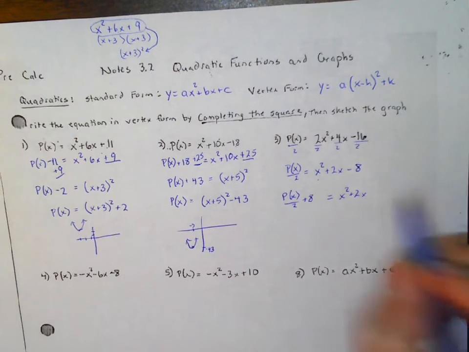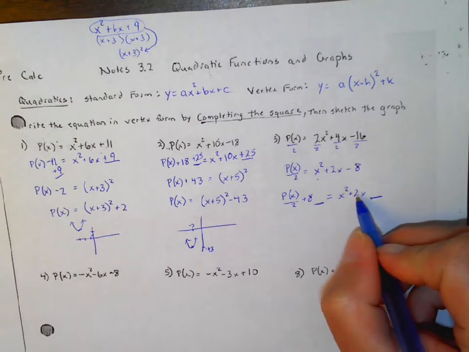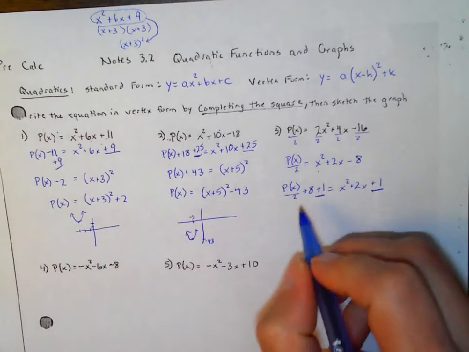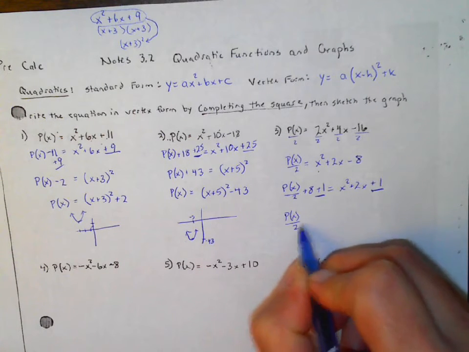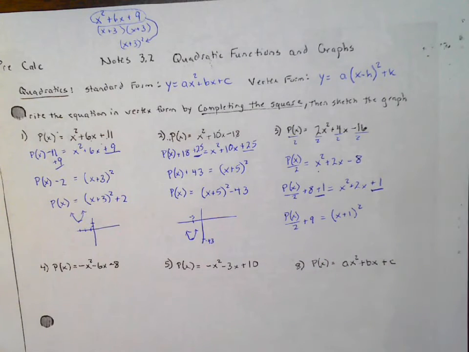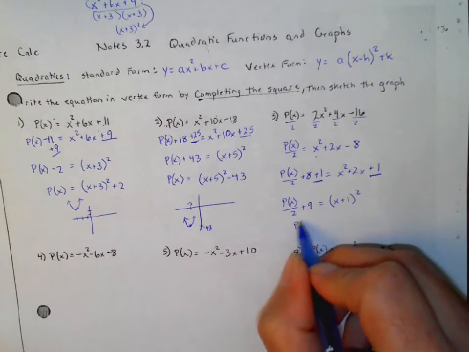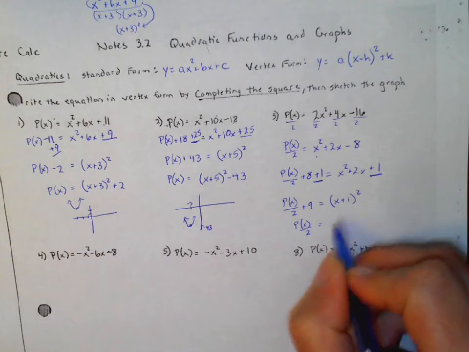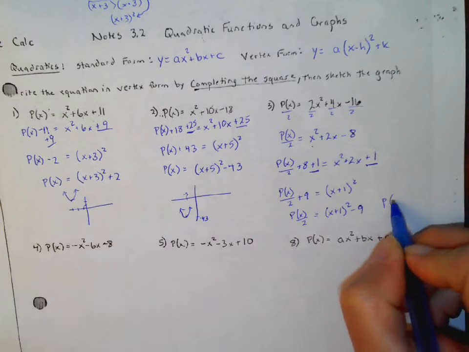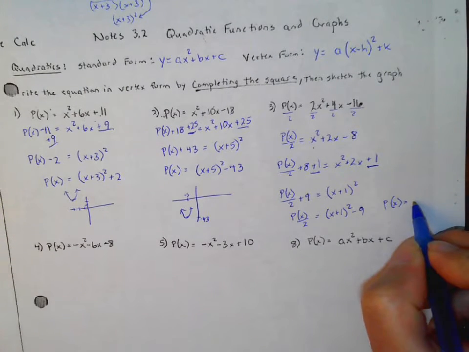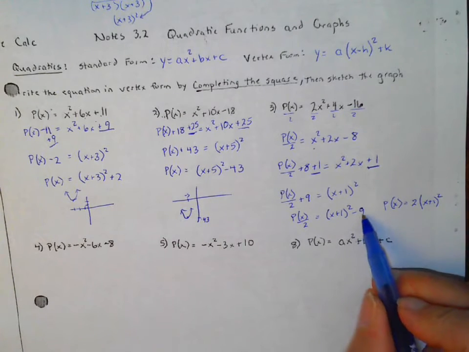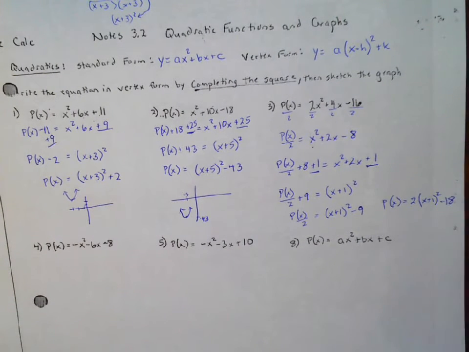Okay, then I have to complete the square. So what's going to complete the square? Half of this is 1. 1 squared is 1. Add 1 to both sides. So I have p of x divided by 2 plus 9 equals x plus 1 squared, factoring that down. I'm going to subtract the 9 over. And lastly, to get p of x by itself, I'm going to multiply by 2. So I'm just going to put the 2 out front there. But here I have to remember to multiply this one by 2, so minus 18.